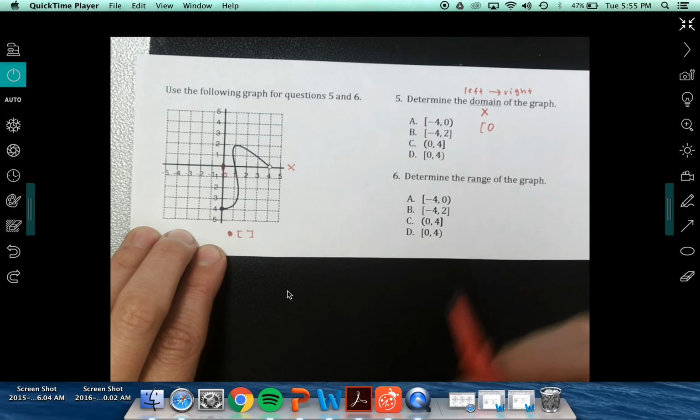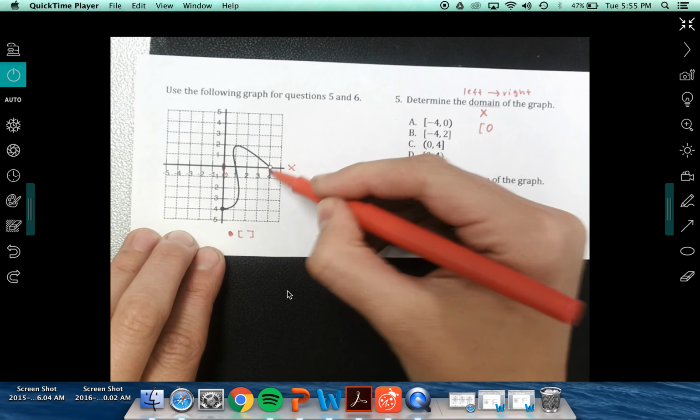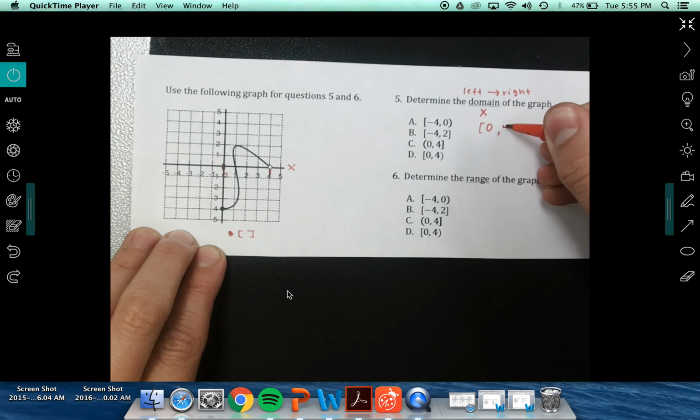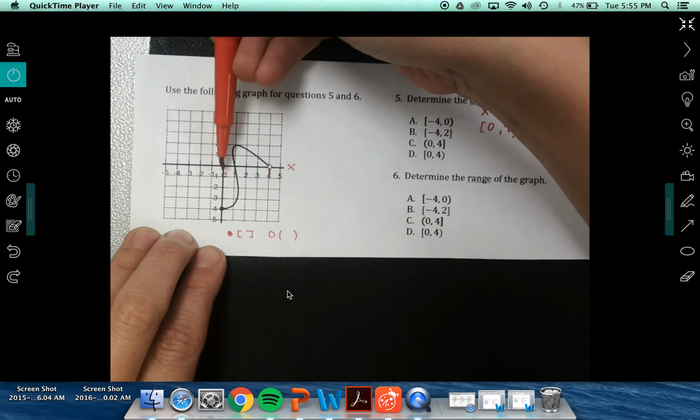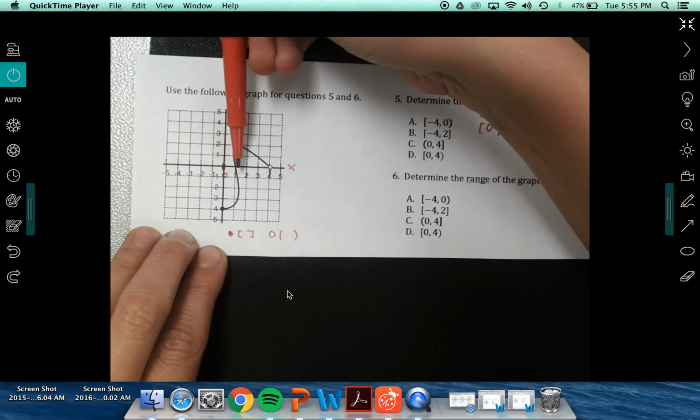Now it extends all the way to when x is 4, and this has got an open circle, okay? Remember, an open circle means parentheses, okay? So my graph goes from 0, when x is 0, all the way to when x is 4, okay?